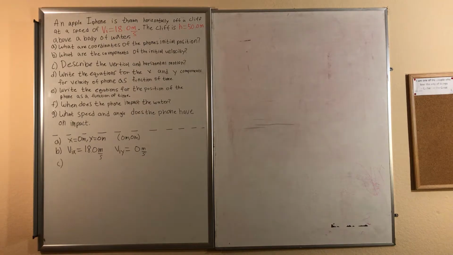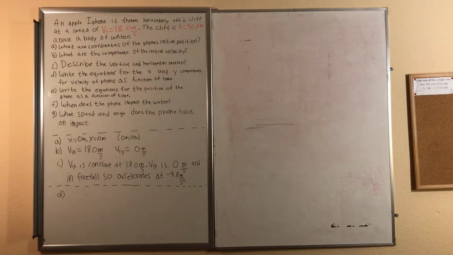Part C, the initial velocity x is a constant at 18.0 meters per second, and the initial velocity y is 0 meters per second, and in free fall accelerates at negative 9.8 meters per second squared. These were simple enough, so let's move on to the rest, which are much more complex.